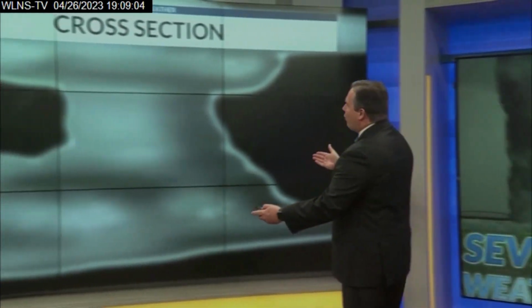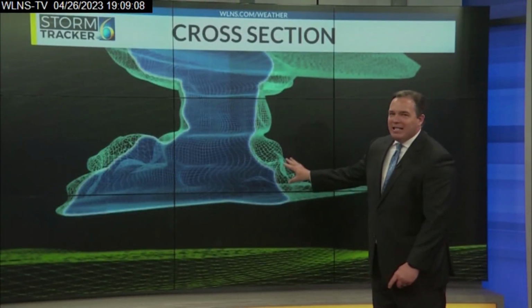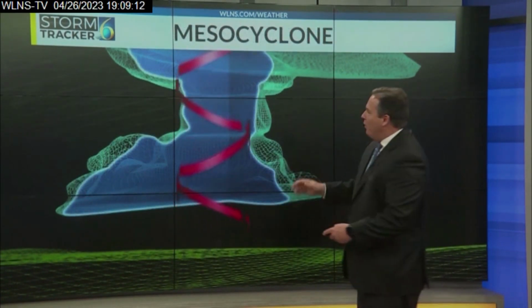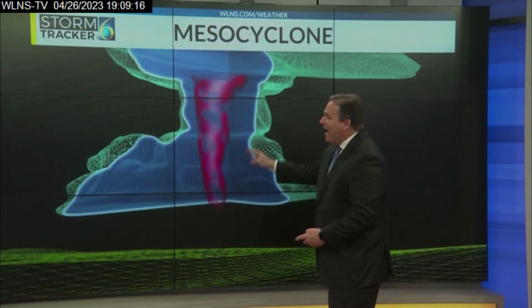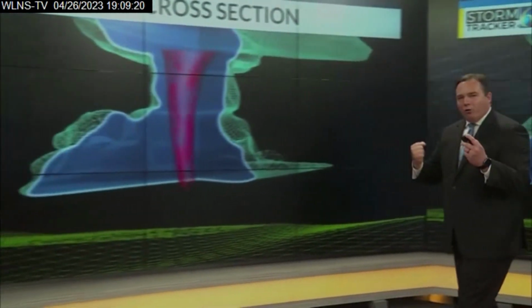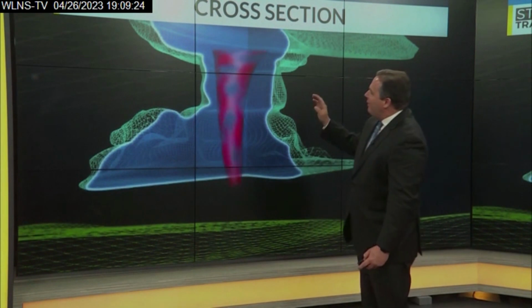Take a look. Here's our 3D cross-section of a thunderstorm. We'll slice right through it, and you can see inside the storm. If the wind field in the atmosphere is right, you get what's called a mesocyclone, which is basically a rotating thunderstorm. And you see how it's spinning faster and faster? Think of a figure skater. When they pull their arms in tight, they spin faster and faster, and that's what happens inside of a thunderstorm.